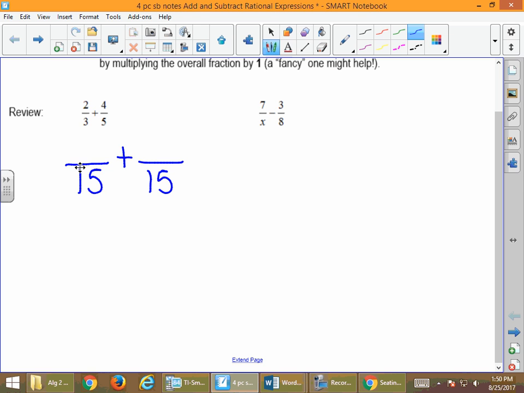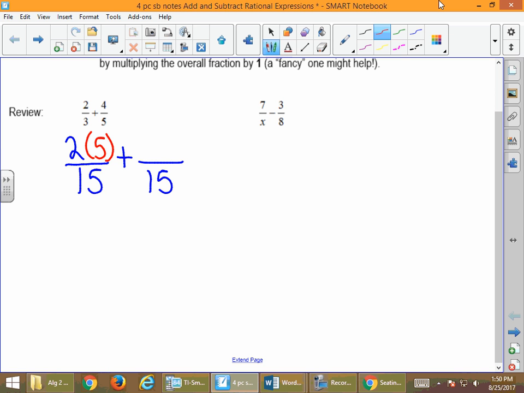Well, to figure out what goes in the numerator then, we have to figure out what do we multiply 3 by to get 15? Well, we multiplied 3 by 5 to get 15. There was already a 2 in the numerator, but since we multiplied the bottom of the fraction by 5, we have to multiply the top of the fraction by 5 also.